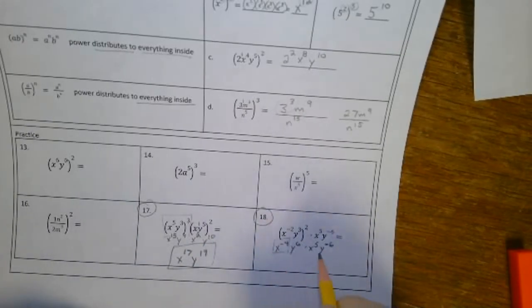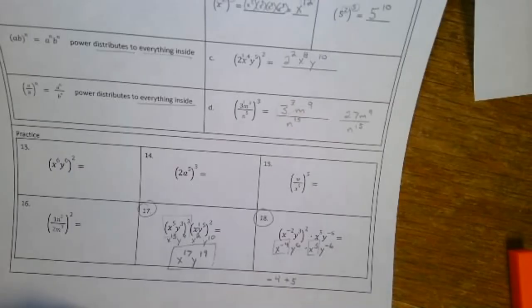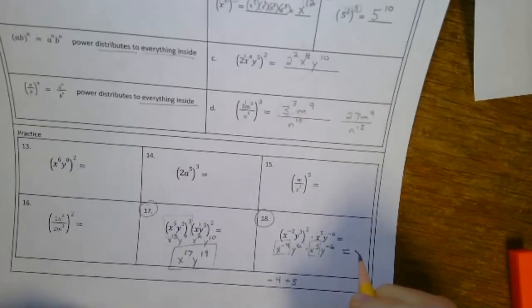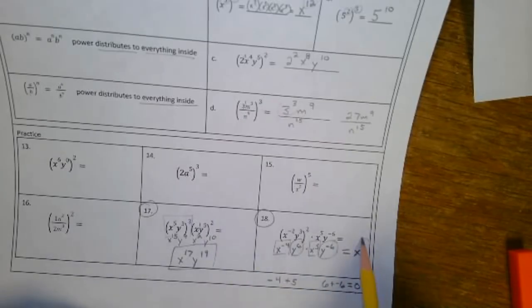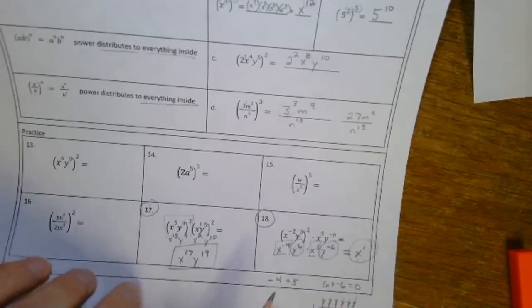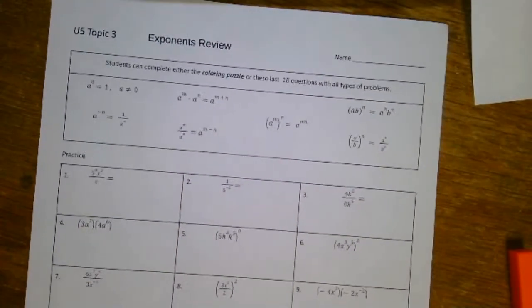Well, let's start with the x's. My numbers there say negative 4 plus 5. Well, negative 4 plus 5 is 1, which means my final answer would be an x to the power of 1. What happens to a positive 6 and a negative 6? 6 plus negative 6 is 0, and anything to the power of 0 is 1. My final answer here is just the x. The y's went away.